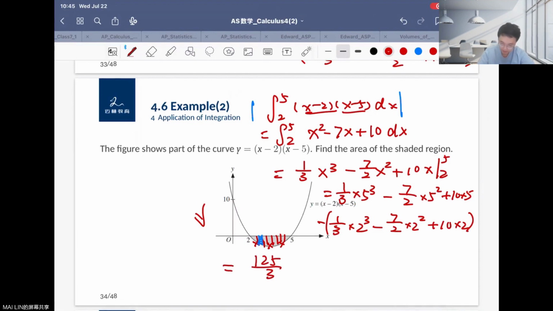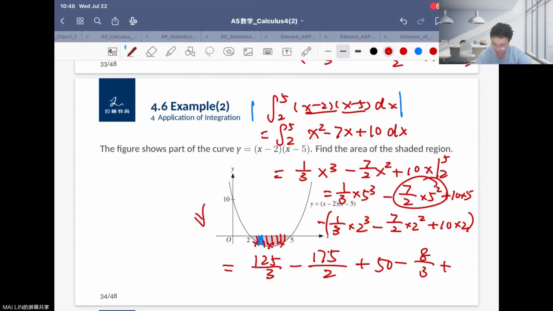over 3, and 5 squared is 25, right? 25 times 7 is 175 over 2, right? And then we can add 50, right? And here is minus 8 over 3. And then we have to add, maybe 4 times 7 over 2 is 14, and then minus 20, right? So here is minus 6, and here's 44. And for 125 over 3 minus 8 over 3 is 117 over 3, right?